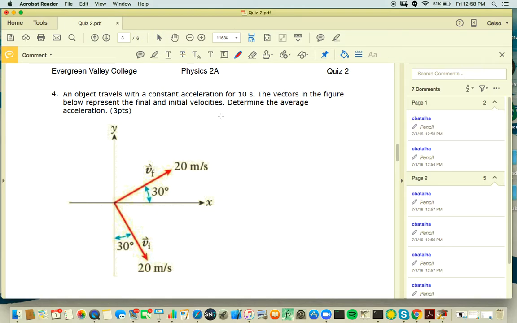An object travels with a constant acceleration for 10 seconds. The vectors in the figure below represent the final and initial velocity. Determine the average acceleration. So the definition of average acceleration is final velocity minus initial velocity, divided by time. Just follow the cookie recipe. Now you have to write down your final velocity as a projection vector.